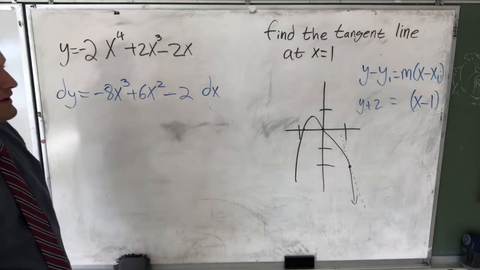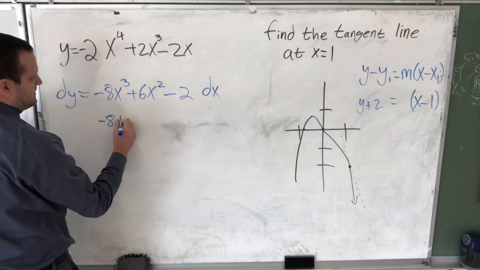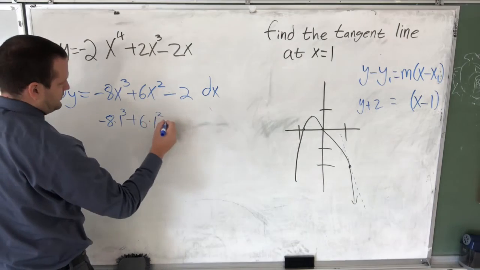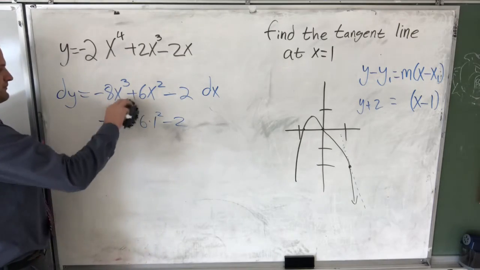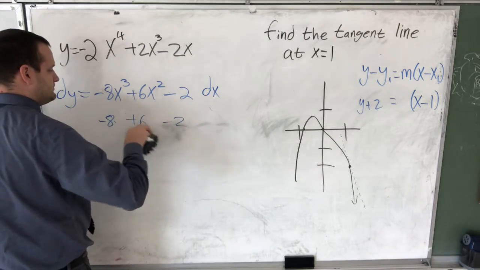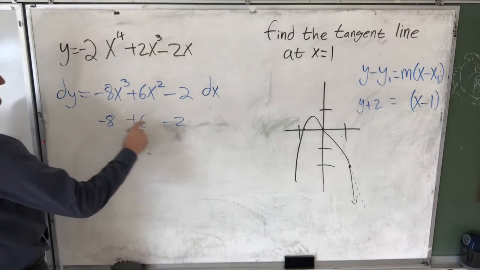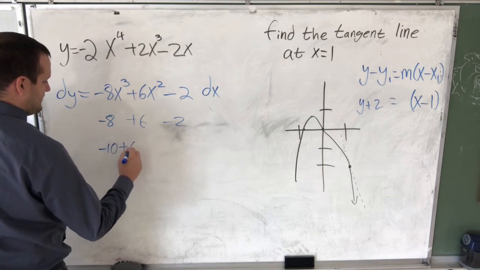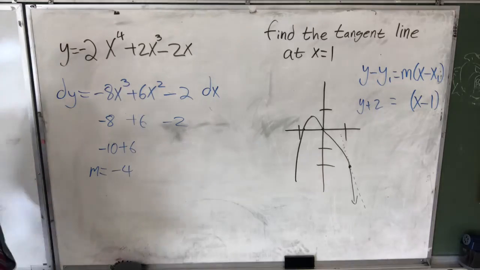All right, if I'm going to figure out the tangent line, I have to take 1 and plug it in. That's going to give me negative 8 times 1 plus 6 times 1. Technically it's cubed and squared minus 2. But they end up just canceling out. Okay, so negative 8 minus 2 is negative 10. Plus 6, that leaves me with negative 4. That is my slope, my gradient for this problem.